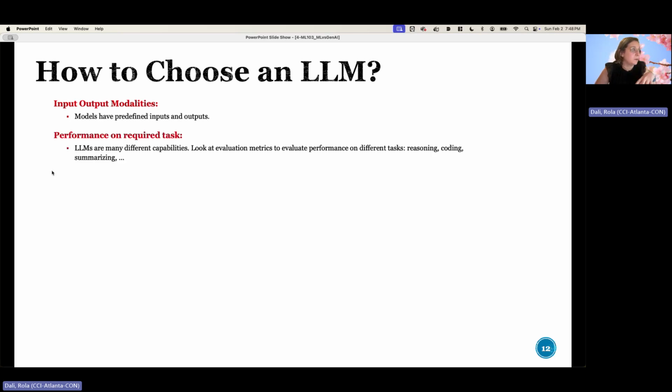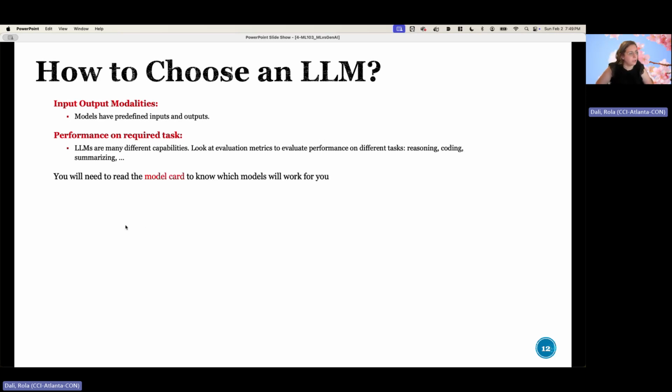You want to look at the performance on required tasks. LLMs have a lot of different capabilities, and there are a lot of evaluation metrics out there that they're run on. There are evaluation datasets that look at reasoning, some that look at coding, some that look at summarization, and so on. If you are interested in a coding model, for example, you would want to pick a model that does really well on coding evaluation tasks.